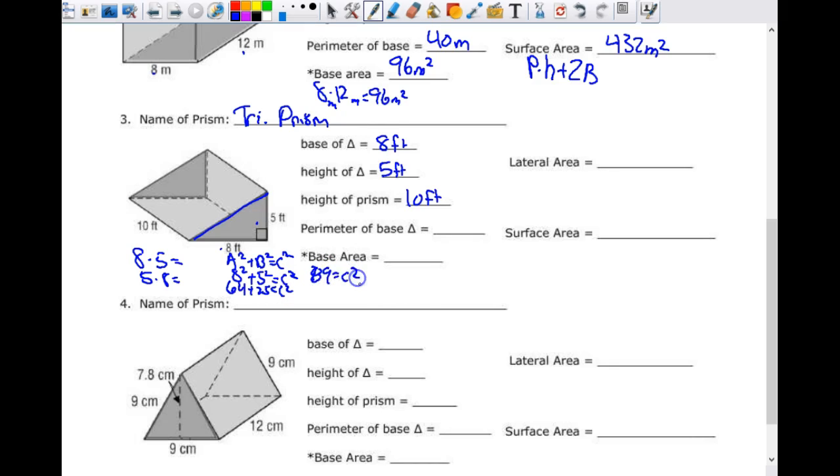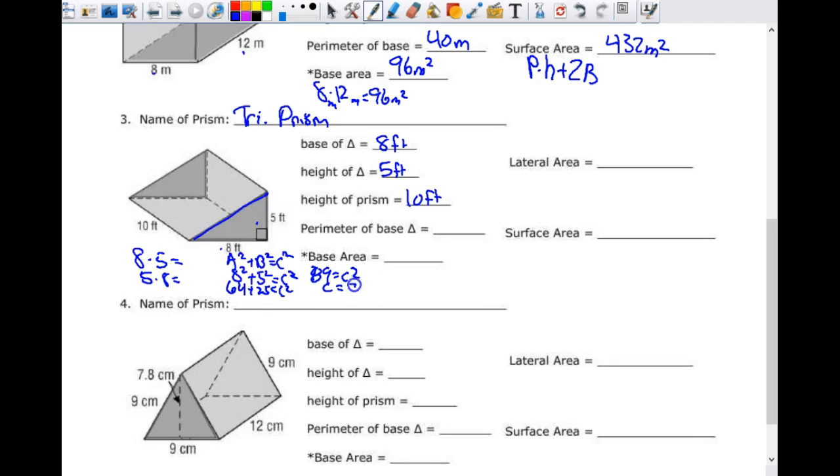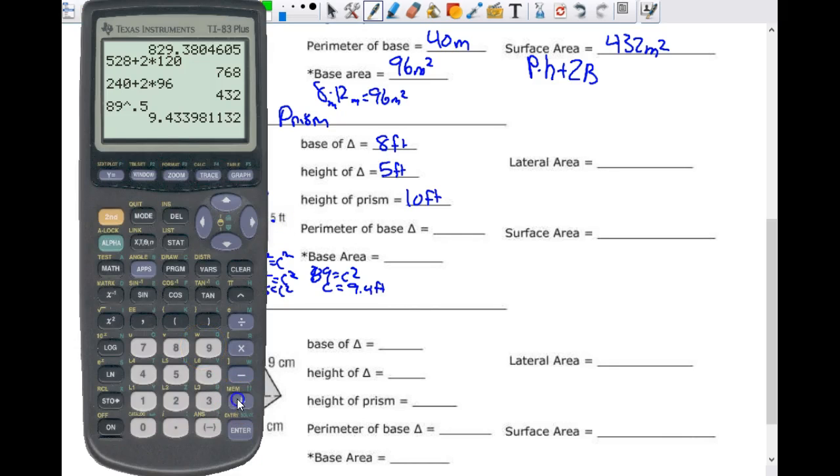89 is equal to c squared. C has to be equal to the square root of 89, 9.4. This is not 9.4. This side here is 9.4. What do we need to add to it to find our perimeter? 5 and 8. So 9.4 plus 5 plus 8. And we'll call that 22.4.